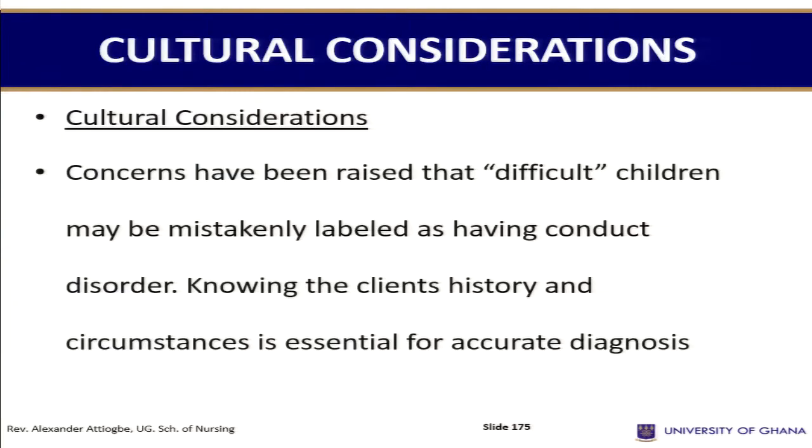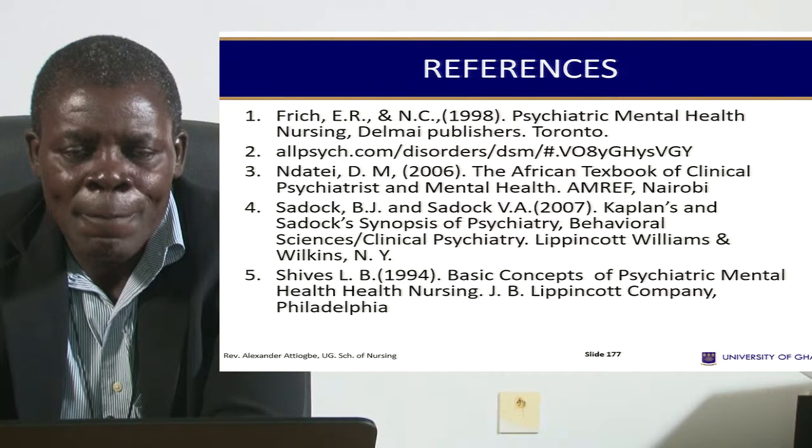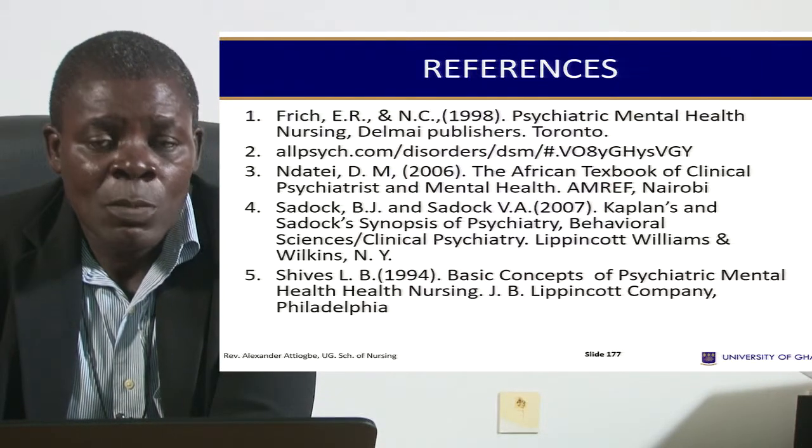Cultural considerations. Concerns have been raised that difficult children may be mistakenly labeled as having conduct disorder. Knowing the client's history and circumstances is essential for accurate diagnosis. In high crime areas, aggressive behavior may be protective and not necessarily indicative of conduct disorder. For immigrants from war-ravaged countries, aggressive behavior may have been necessary for survival, so they should not be diagnosed with conduct disorder.